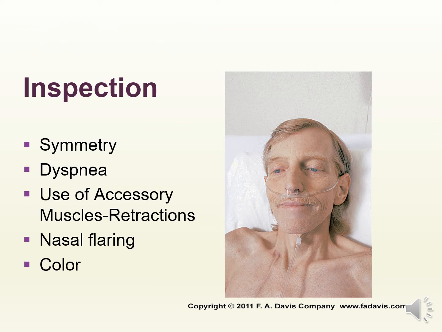Inspect carefully. Make sure that you're looking for symmetry. Symmetry is the ability of the chest to properly rise and fall together. And also this can be measured with excursion. You want to see if the chest is expanding and recoiling symmetrically. You're looking for dyspnea or shortness of breath, and any use of accessory muscles. So you'll see this with nasal flaring. You'll see retractions around the sternocleidomastoid muscle, around the trachea area, and also in the areas of the rib cage. And look at the patient's color.